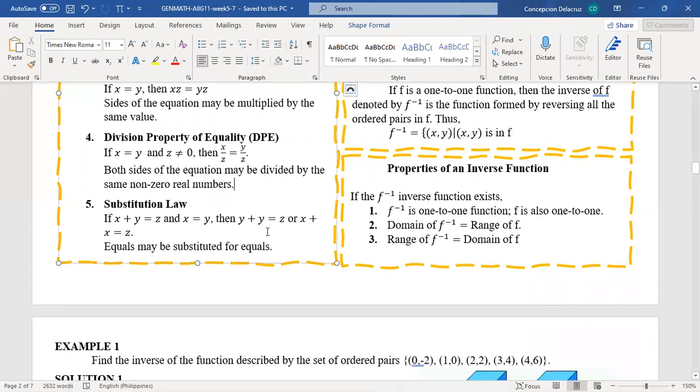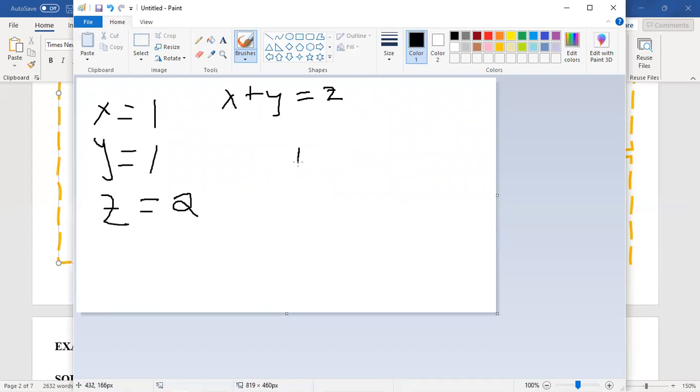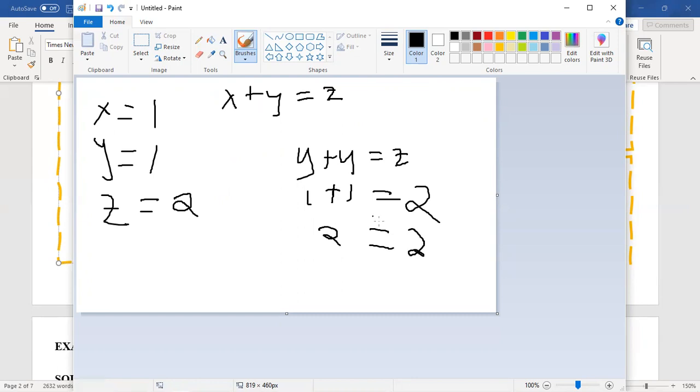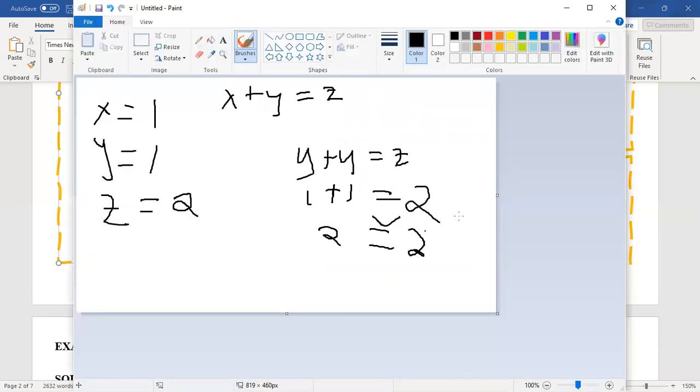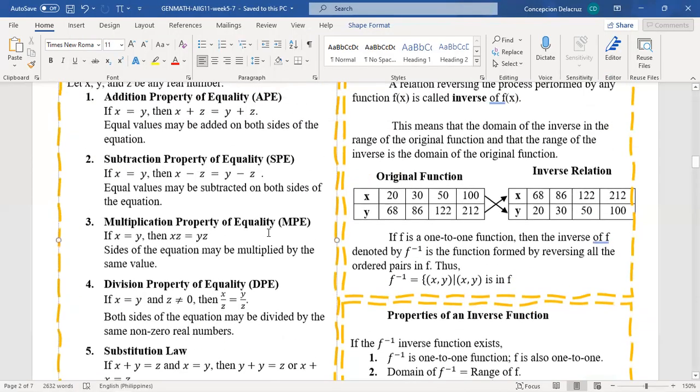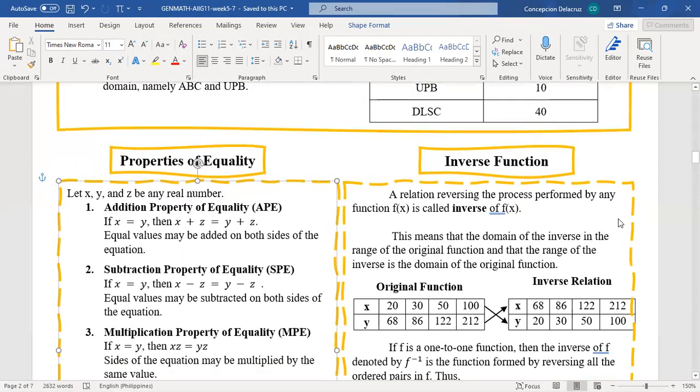So y plus y is equal to z. Okay, our y is 1, so 1 plus 1 is equal to 2. 2 is equal to 2. Therefore, they are equal. Same as x plus x is equal to z. Substitute 1, it is still the same, it is equal. So that's it for the properties of equality. Let's go to inverse function.